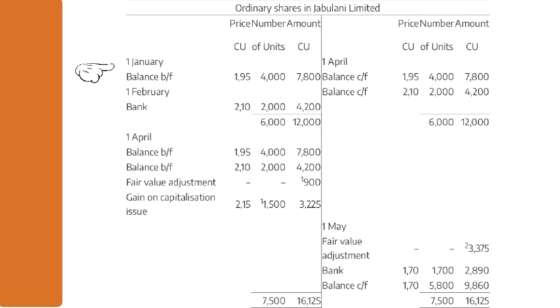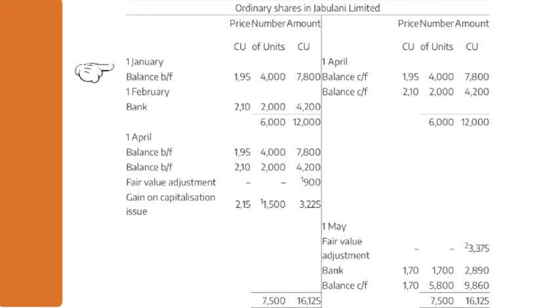So we start with 1 January, the balance, and we have already said that the R1.95 would be the fair value that was there at the end of the prior reporting period. We have 4,000 shares there, for the amount in our shares account of 7,800.